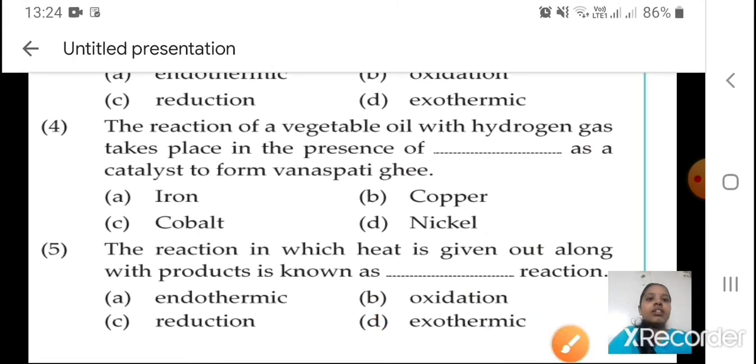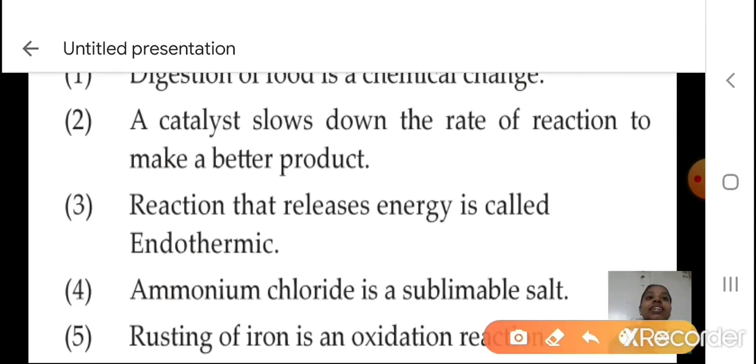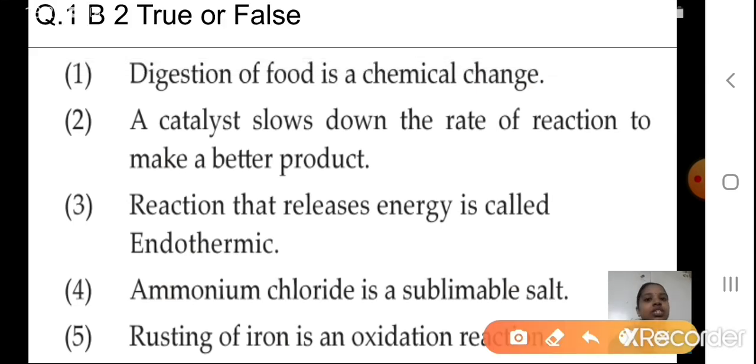Now see here. Next, you are going to have true or false. For true or false also, both options, true and false, will be given below. You have to just click on the correct option. Now we'll see. Digestion of food is a chemical change. Is it a chemical change? Is it true, students? Yes, it's true. So I'll just write T.